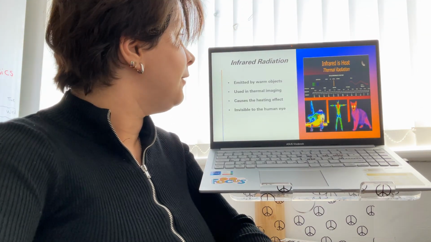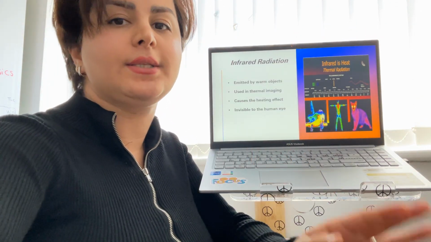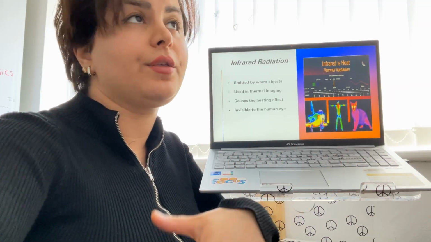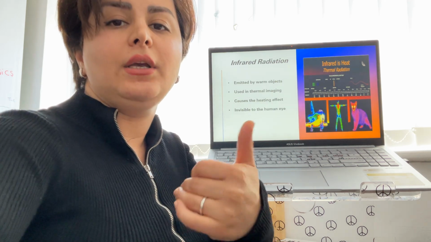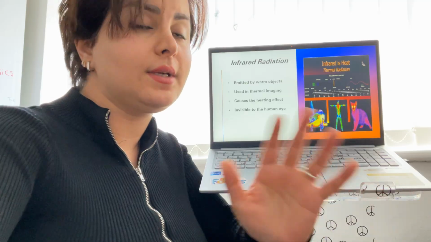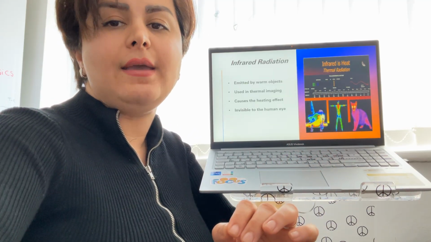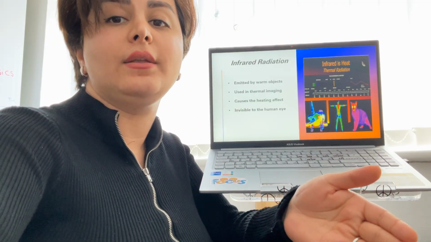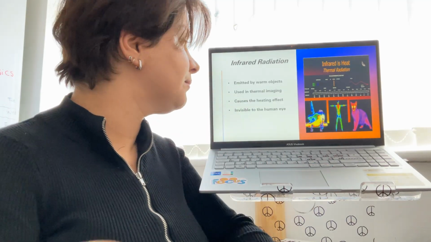So, infrared radiation is emitted by all objects depending on their temperature. It's commonly used in thermal imaging, for example, in night vision equipment or detecting heat loss in buildings. So, infrared waves can transfer energy as heat, which is why they are used in heaters and remote controls.